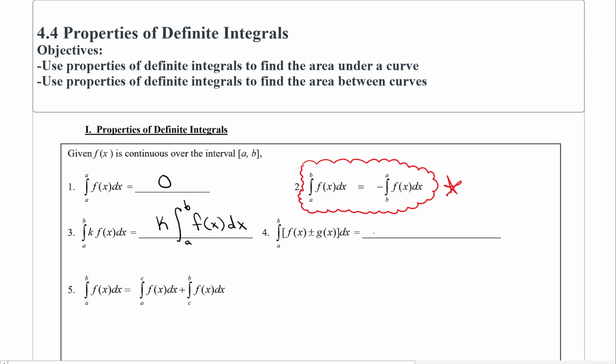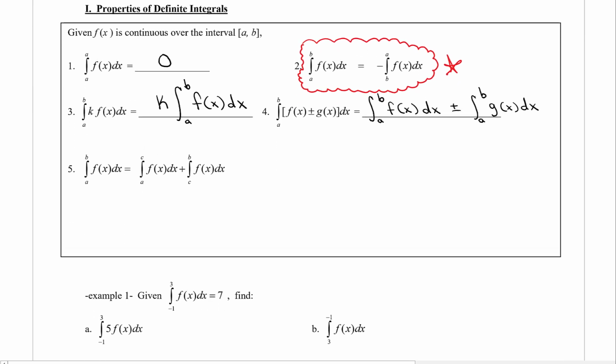Our fourth property: the integral from a to b of f of x plus or minus g of x dx is going to be equal to the integral from a to b of f of x dx plus or minus the integral from a to b of g of x dx. If we are integrating a sum or difference of functions, we can break it up into separate integrals. The sum or difference of these two separate definite integrals will be equal to the value of our original definite integral.